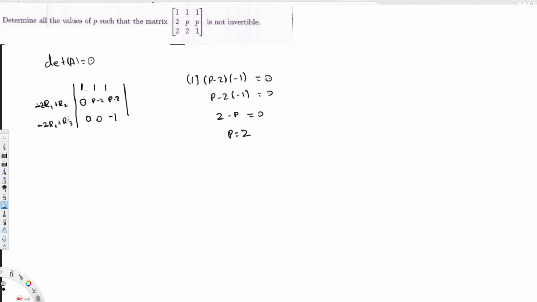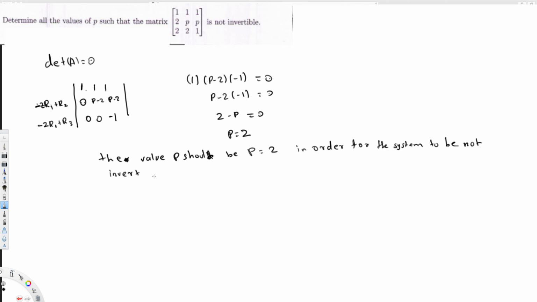So the answer for this question, the value of p should be equal to 2 in order for the system to be not invertible. So this is my final answer. They are asking for the p-value that makes this system not invertible, and we have found the p-value.